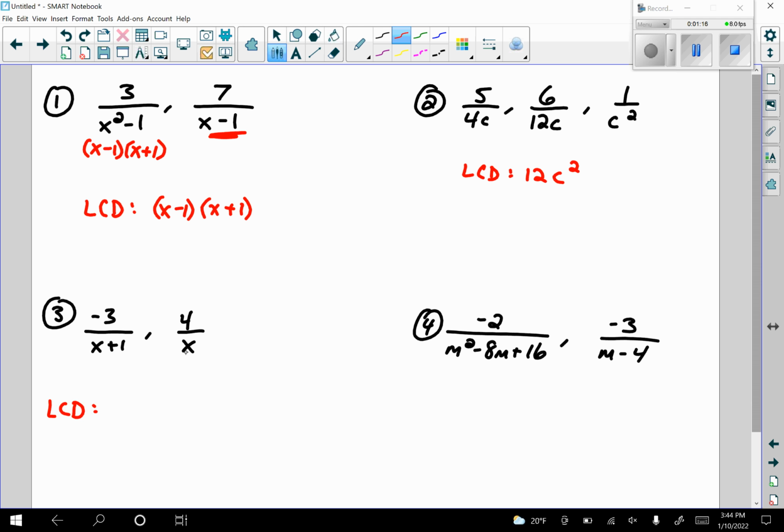For number 3, we can't factor either denominator, so this is the case where we just simply multiply them both together. So it's x times the quantity x plus 1. And in number 4, we can factor the first denominator. It actually factors into m minus 4 times m minus 4, or m minus 4, that quantity squared. Now the other denominator has an m minus 4, so m minus 4 goes into m minus 4 squared, so that is our LCD. You could write either m minus 4 squared or just m minus 4 times itself.